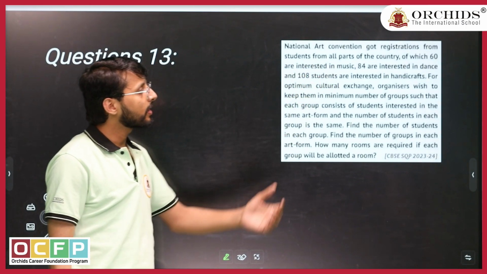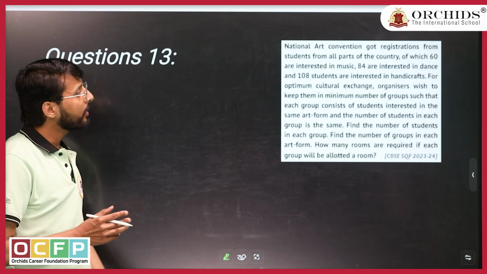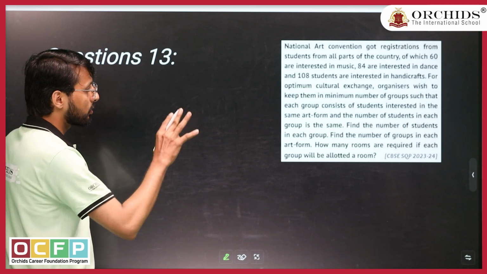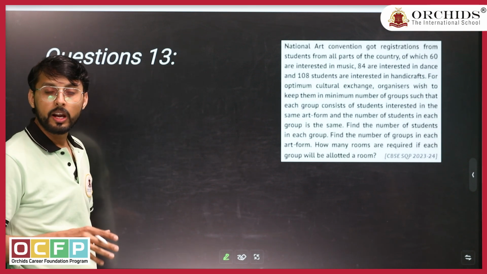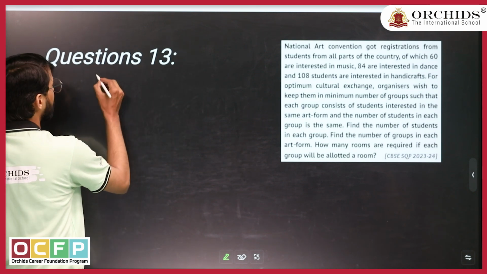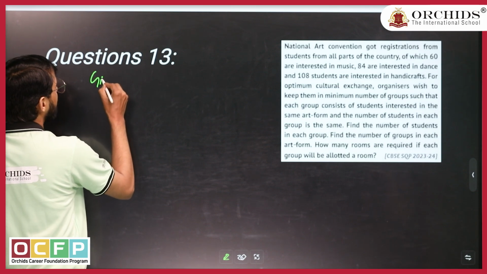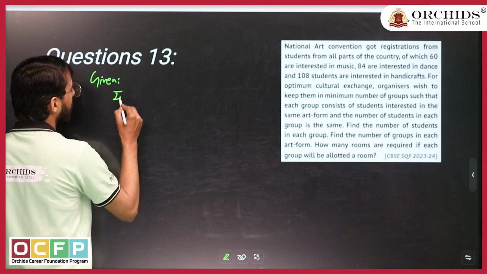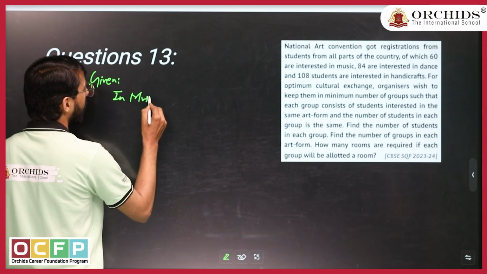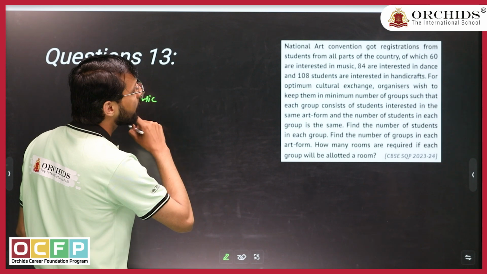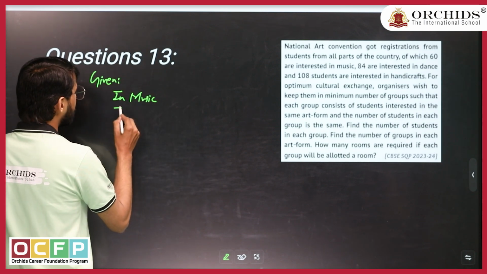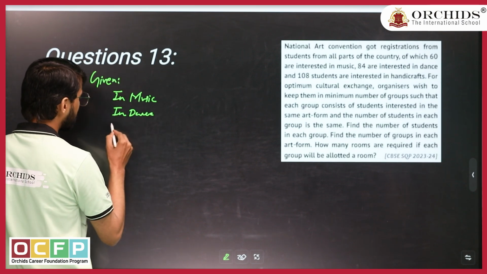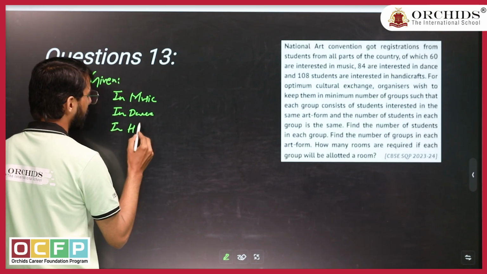National Art Convention got a registration from students from all parts of the country, of which 60 are interested in music. So from here, just stop yourself and first segregate what is given in the question. The given part is: interested in music, then in dance, and the last part is interested in handicraft. So I am writing HF.